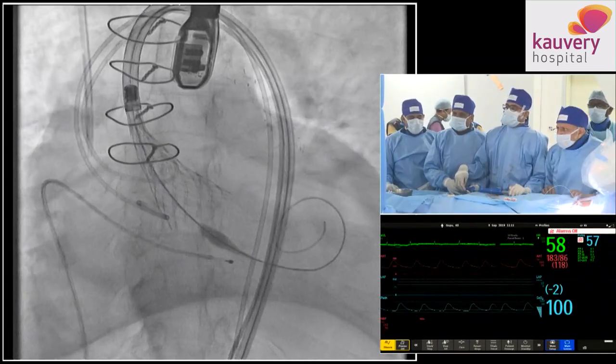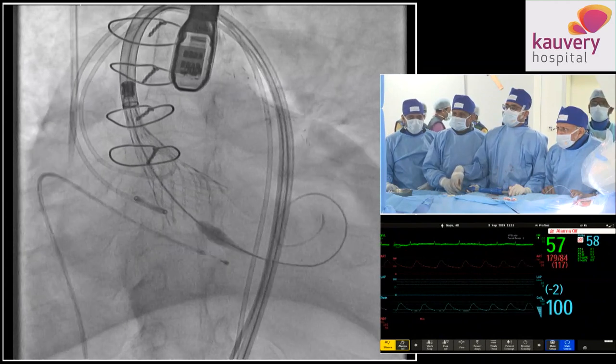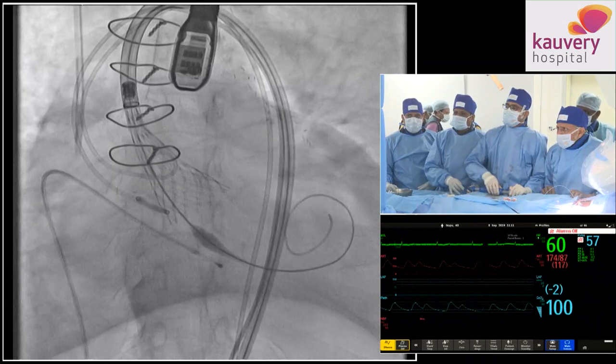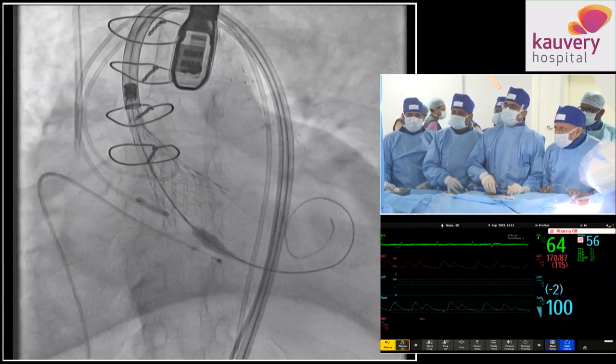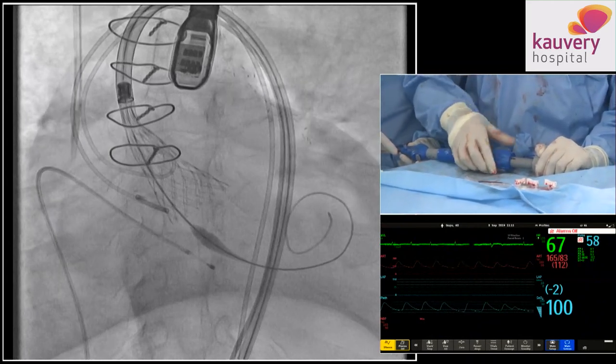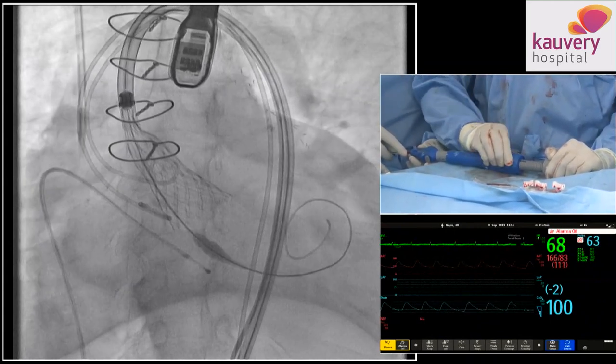Start releasing. Okay. That's it. Ready? Yeah. Ready? Yeah. You're pushing? Yeah. I'll push. Don't worry. I would push the wire. You're releasing. Yeah. Start releasing now.